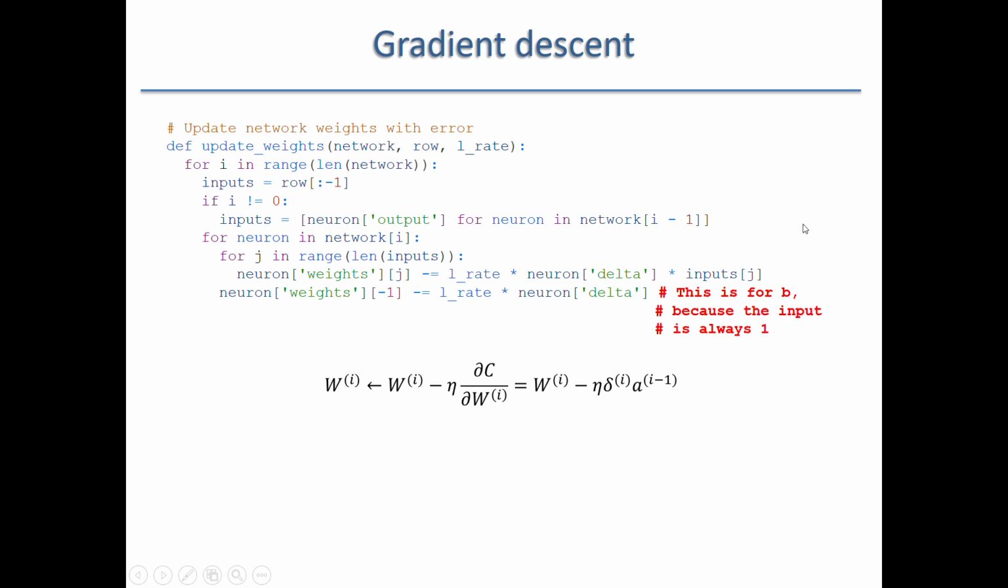So there is this correction here. This correction is because of the bias B, the input is always 1. So the input should be 1. So we update it in this way. And this is it for this second view of the gradient descent and the backpropagation.